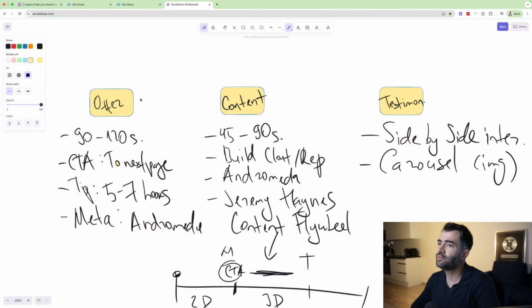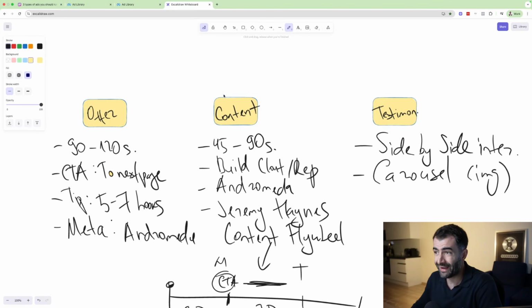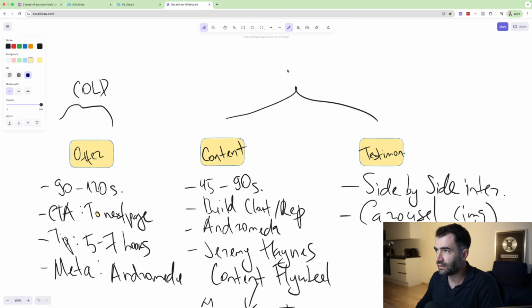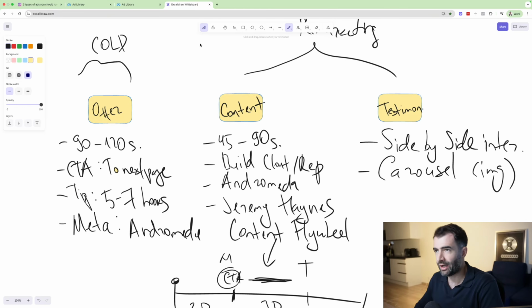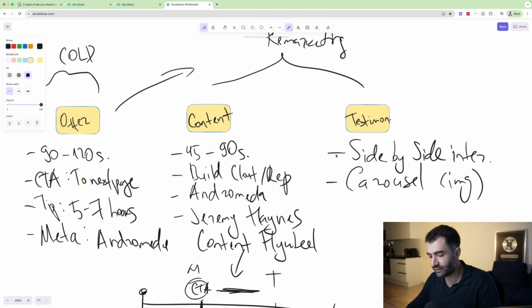Now, if I have to distribute the amount of ad spend that you want to put into each category here, then what I'm going to say is, first of all, this is going to fall under the category of cold traffic. So these are ads you're going to run to people that don't know about you. Now this content I would put into a remarketing audience. I wouldn't run these ads as cold ads or to people that don't know about me. So what happens is people watch the offer ads and then they get sent to a remarketing pool to watch the content and testimonial ads.